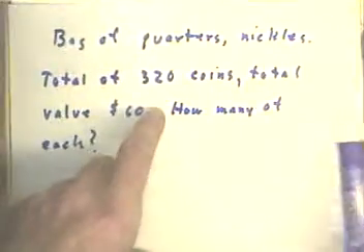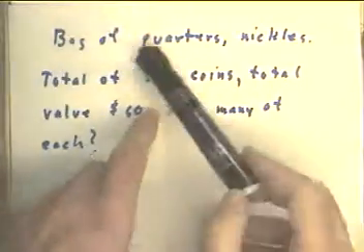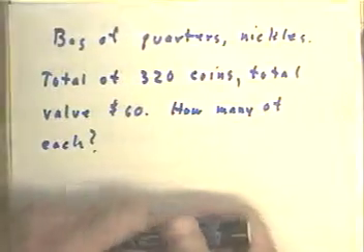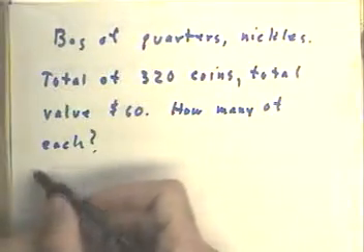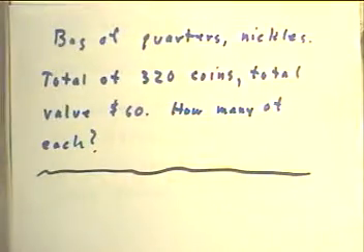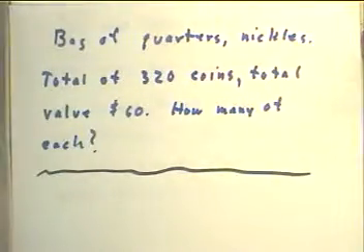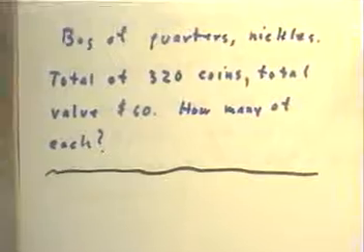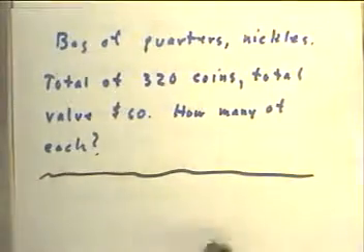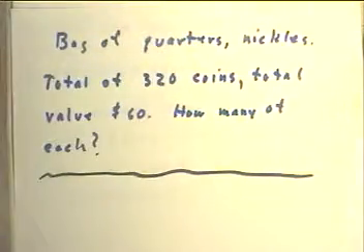Okay, this is a fairly standard bag of coins problem. We're given that we have a bag of quarters and nickels containing 320 coins worth $60. Now from that information we can determine how many quarters we have and how many nickels. So how do we determine these numbers? Well, as usual, let's translate what the problem says.